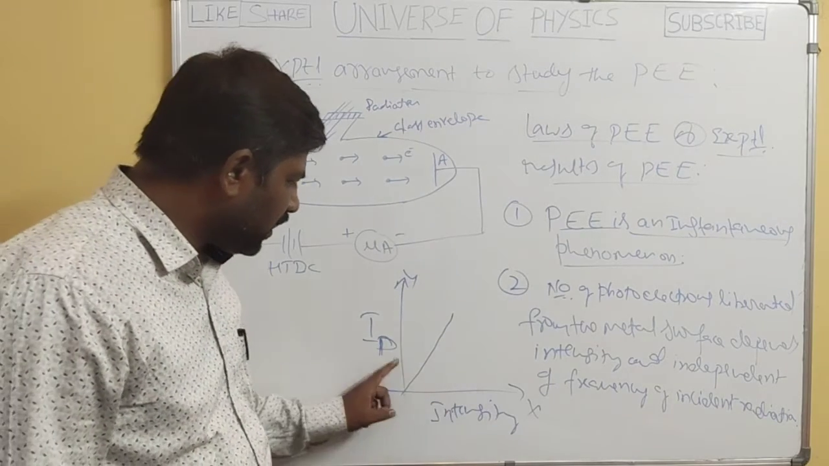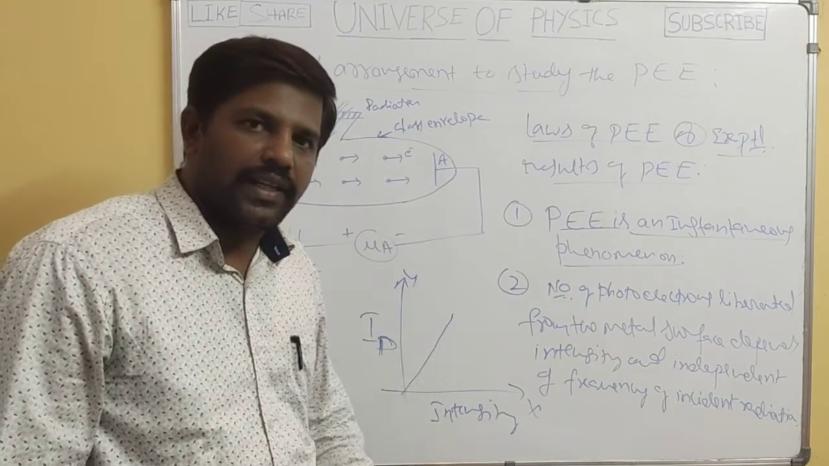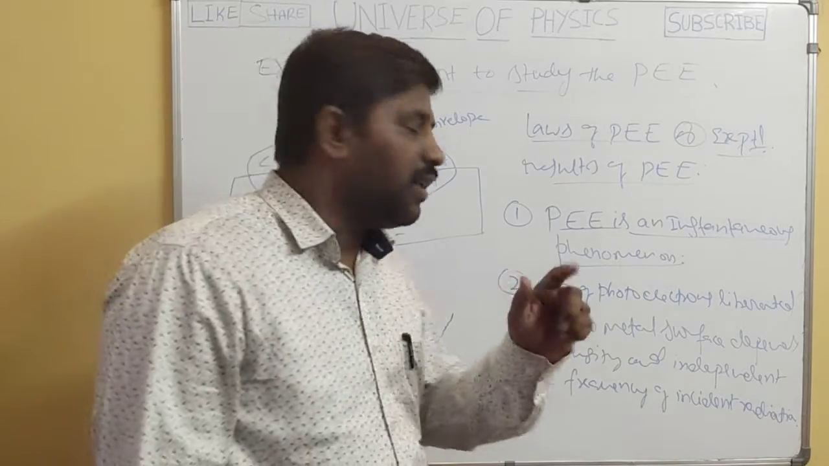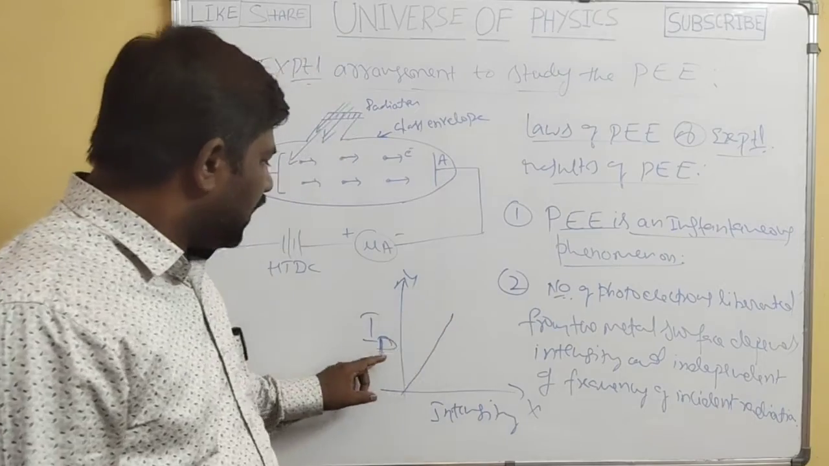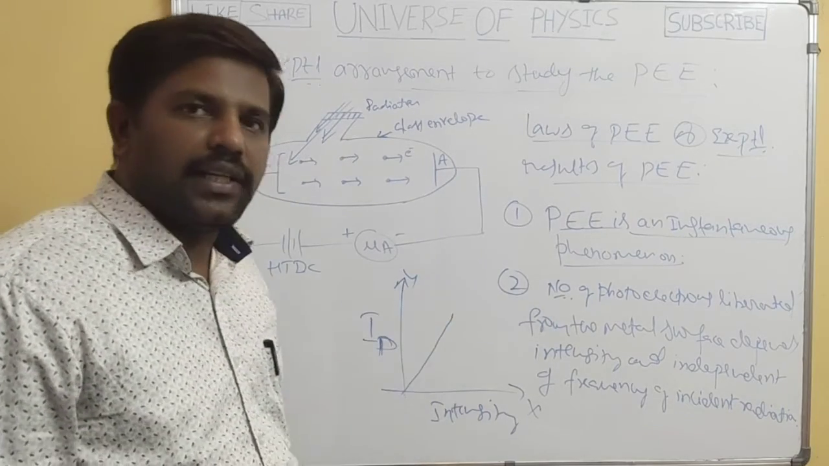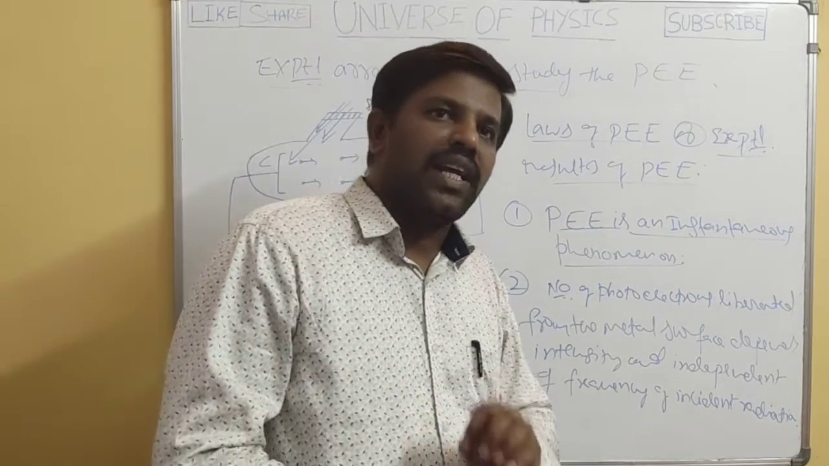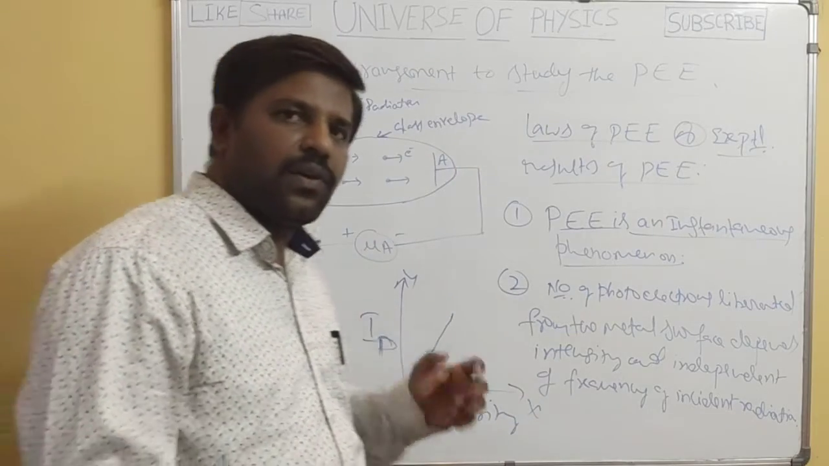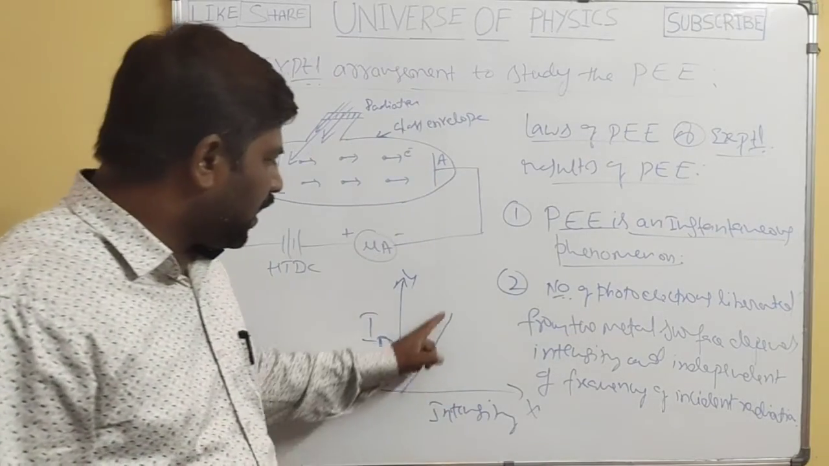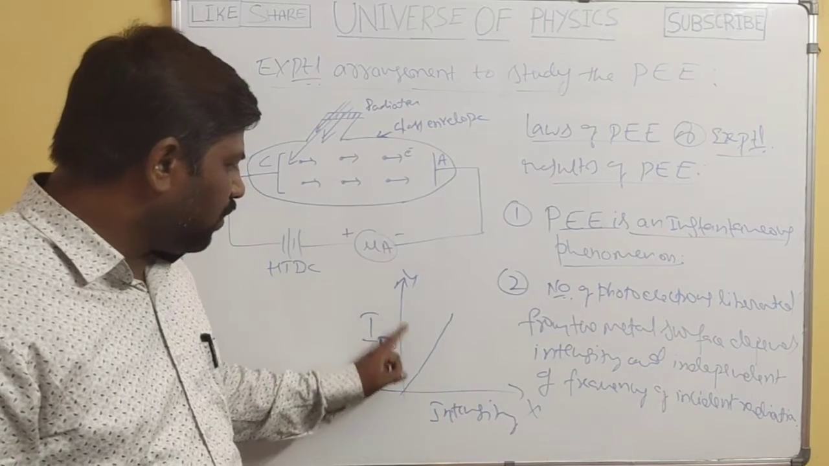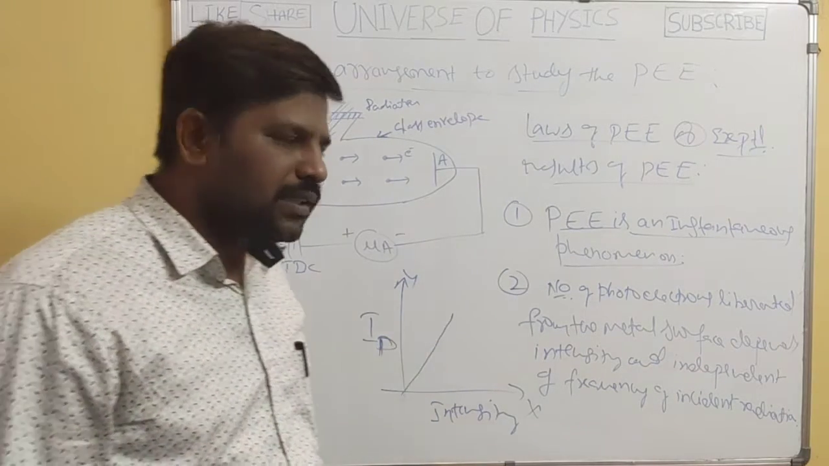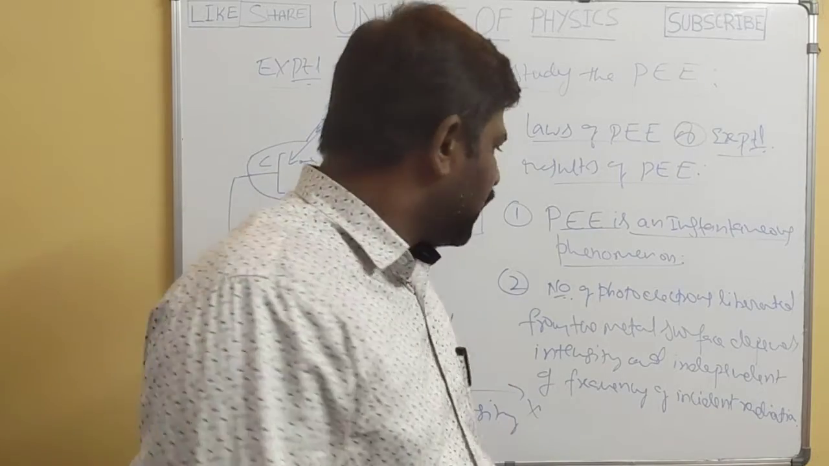If you increase the intensity, the photoelectric current also increases, because the number of photoelectrons increases. If you plot a graph of intensity versus photoelectric current, it should be a straight line passing through the origin. It means it is linearly dependent. If you increase the intensity, the photoelectric current also increases. This is the second law.